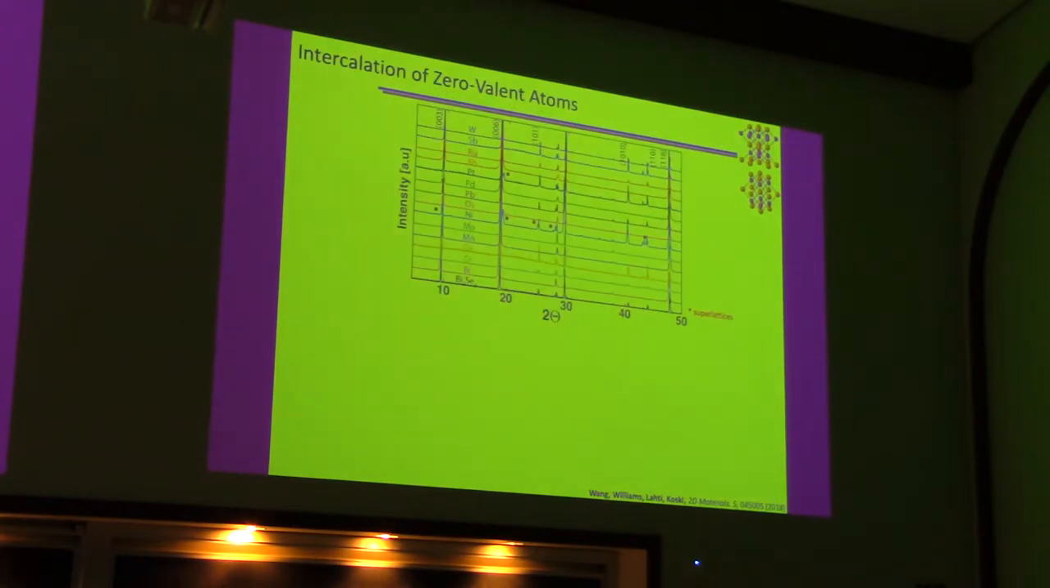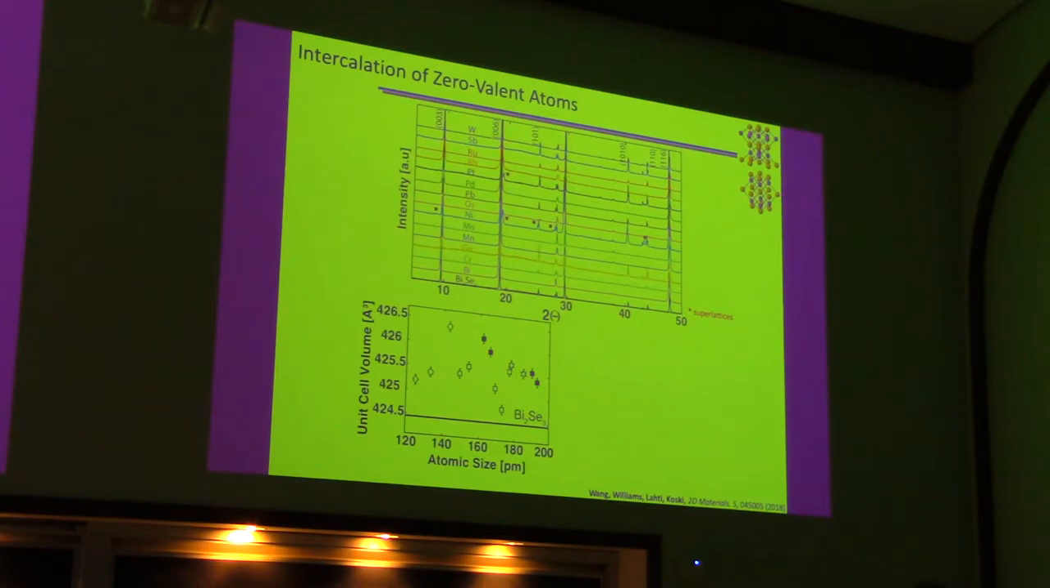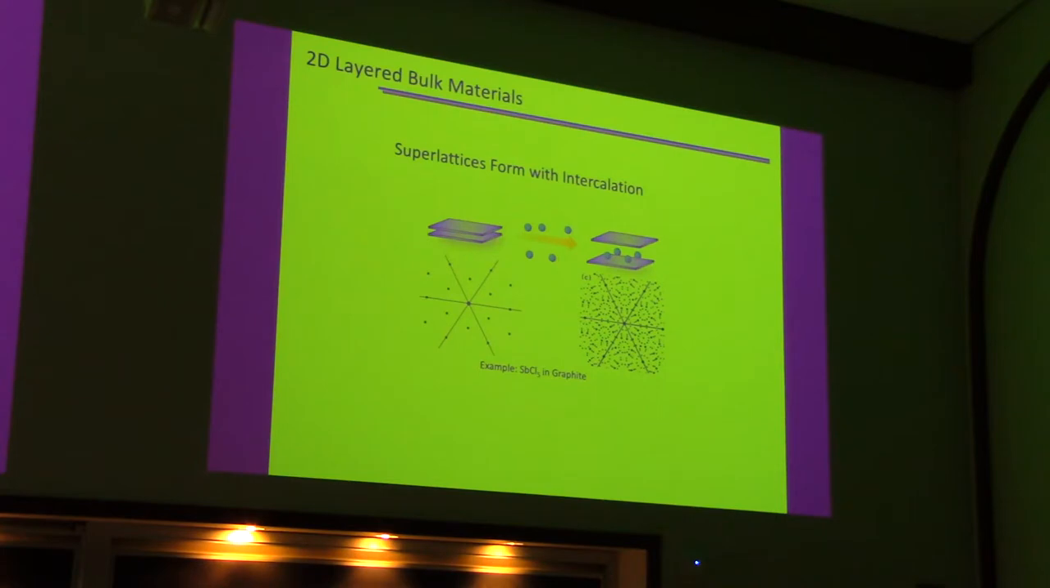And you can see some of these superlattice peaks that show up with the different metals that we can get in. There is no dependence on either crystal structure or the unit cell volume, or the atom size, or the preferred unit cell structure of whatever the intercalant is. Basically, these are completely random. So we don't know 100% yet what changes the expansion of the host in those materials.